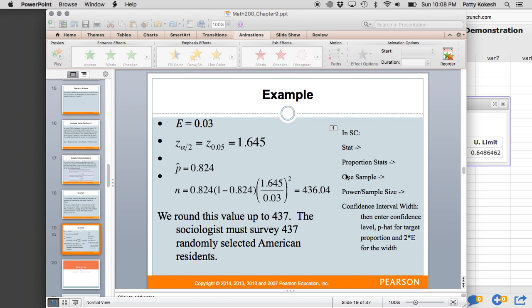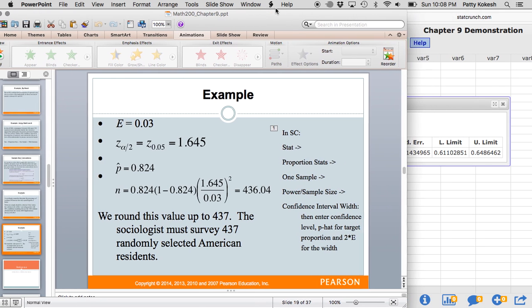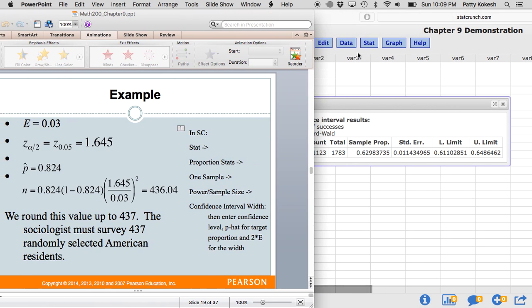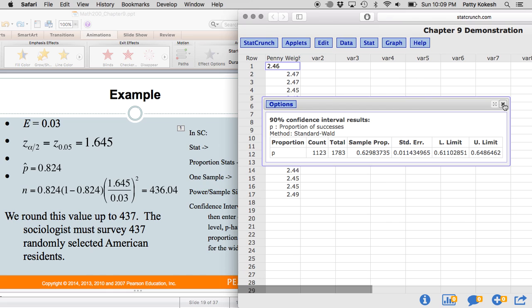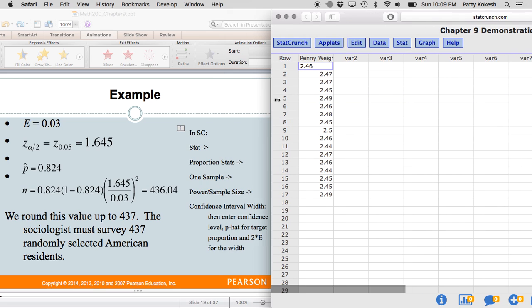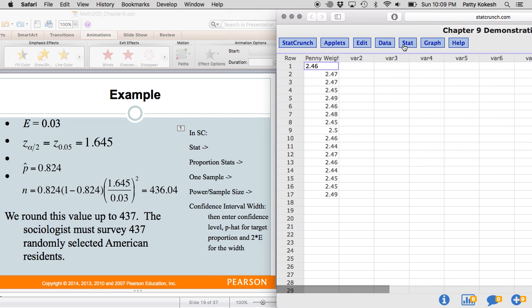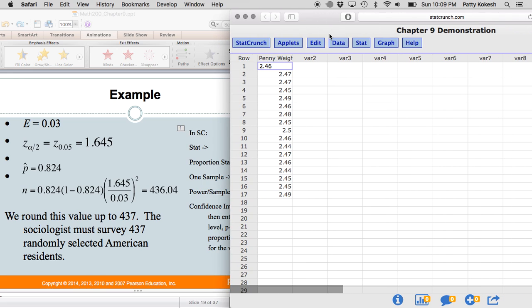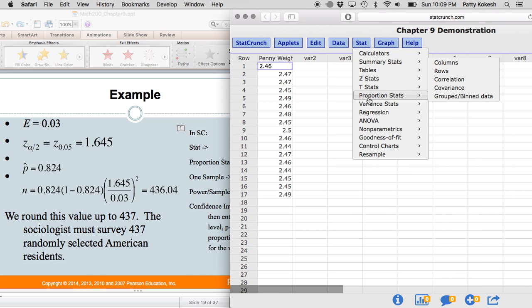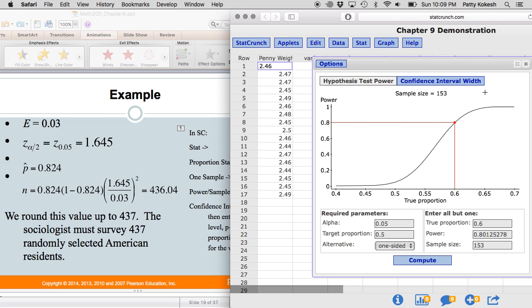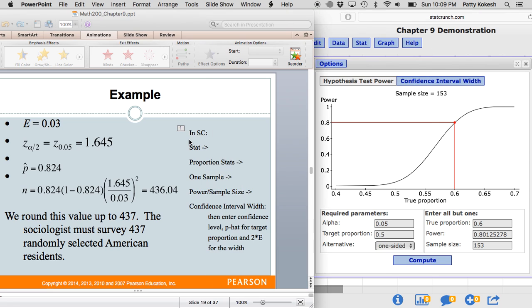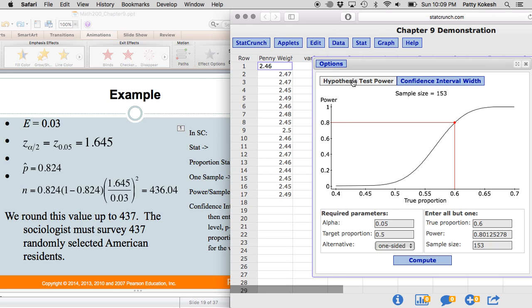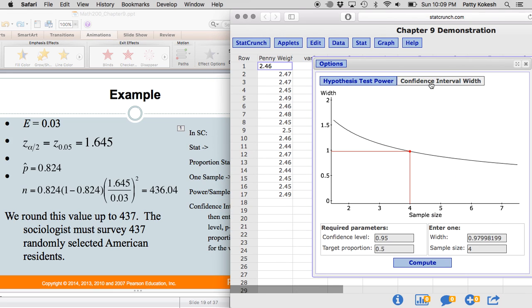But let's take a look at this one, and let me bring StatCrunch up. We can use it to go ahead and get our answer here. So you start the same way as the confidence intervals, which is just Stat, Proportion Stats, and then One Sample. But this time we want a power or sample size calculation, so we click on that, and this looks a little different. Now, we don't want hypothesis test power, we might use this later. Right now what we want is confidence interval width.